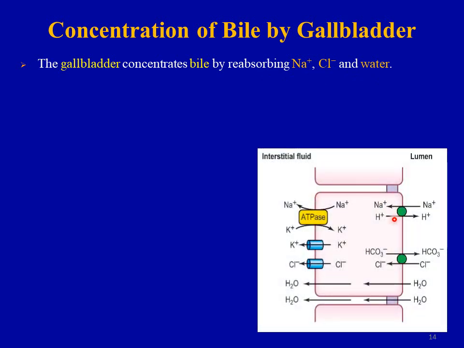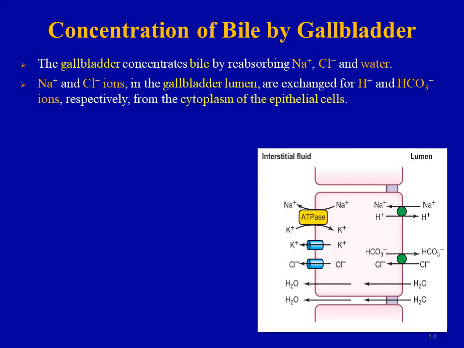As you can see here in this illustration, we have the cholangiocytes that line the gallbladder, or these are the mucosal cells, and we have here the bile in the lumen, and we have the interstitial fluid. We can see that the cholangiocytes can reabsorb sodium, chloride, and water and move them to the interstitial fluid. Sodium and chloride ions in the gallbladder lumen are exchanged for hydrogen and bicarbonate respectively from the cytoplasm of the epithelial cells or cholangiocytes that line the gallbladder.